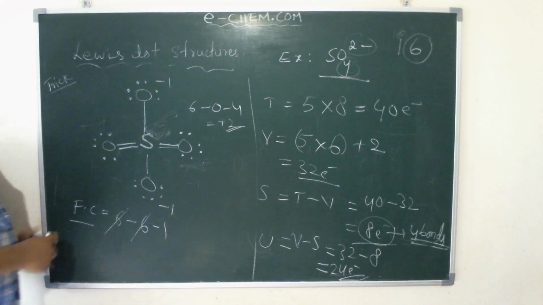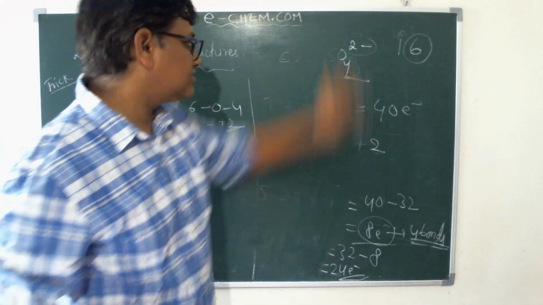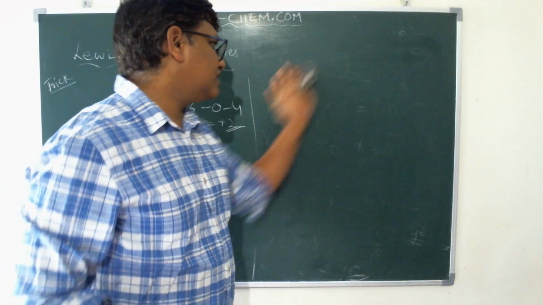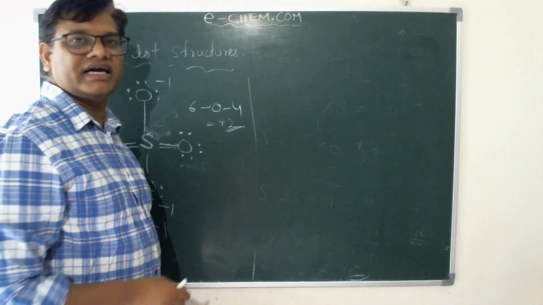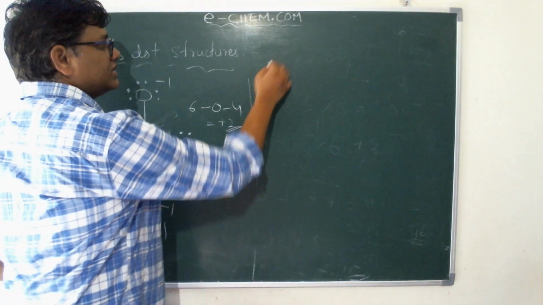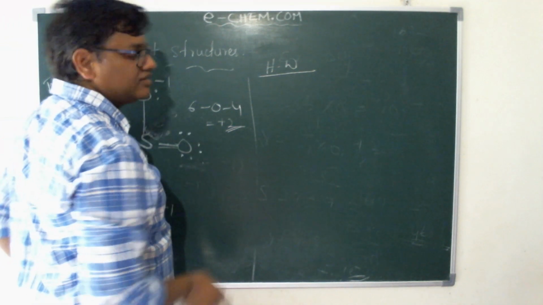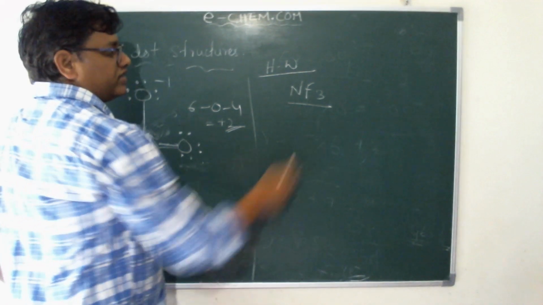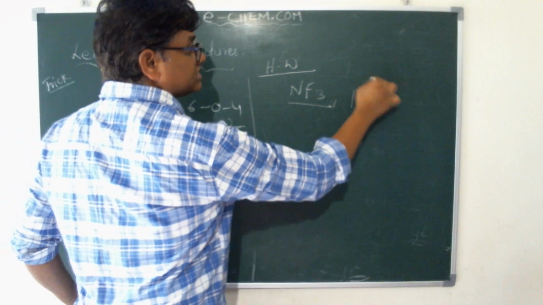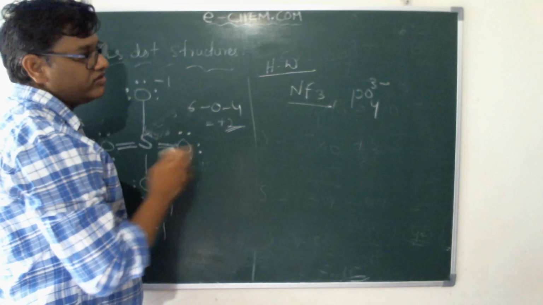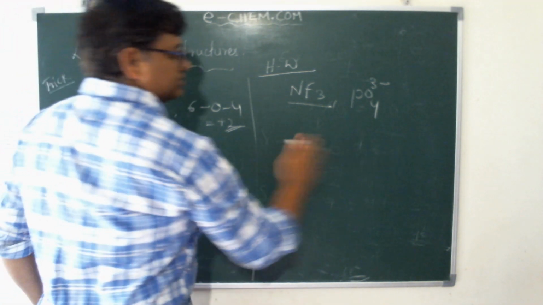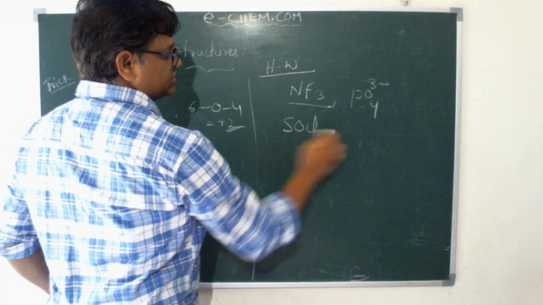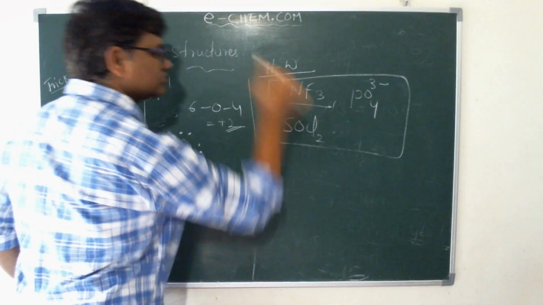Okay, done. I'll give you homework. Please try these molecules and molecular ions, and after trying, put it in my chat box. So let's have the homework. NF3 molecule, please write the Lewis dot structure. Phosphate ion, please try this. Same rule applies, you can try it very easily. One more, SOCl2. These 3 just try. This is the homework for you.